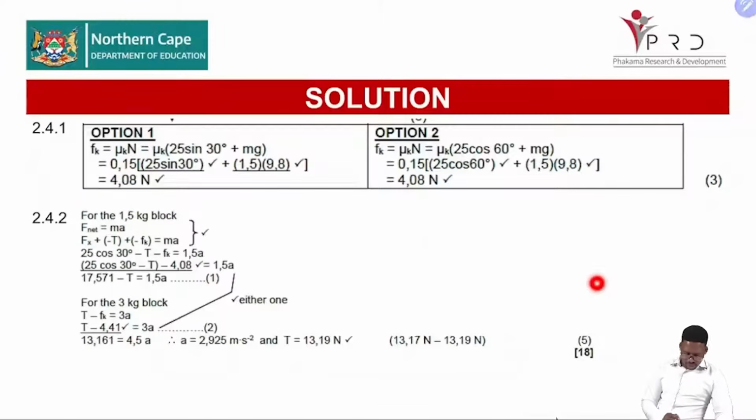Then our normal force will be 25 sine theta plus 1.5 multiplied by 9.8. We multiply it by the coefficient, which is 0.15. So how do you get 3 marks? It's 1 mark for the Fy, 1 mark for mg and 1 mark for the answer.